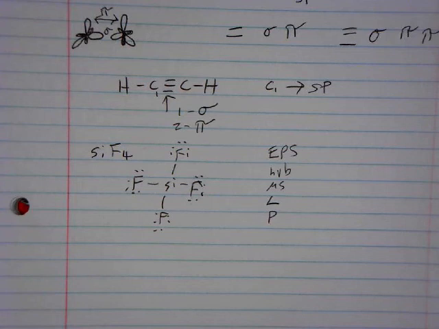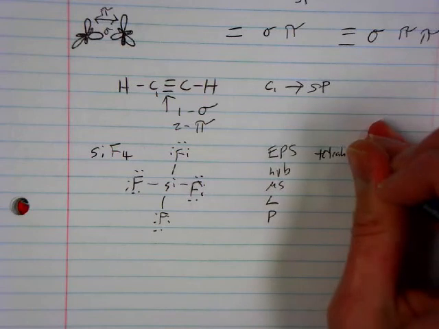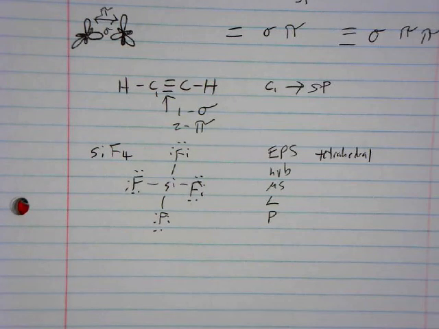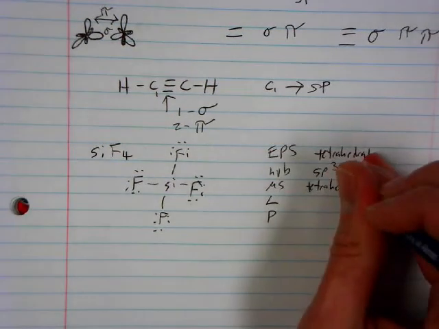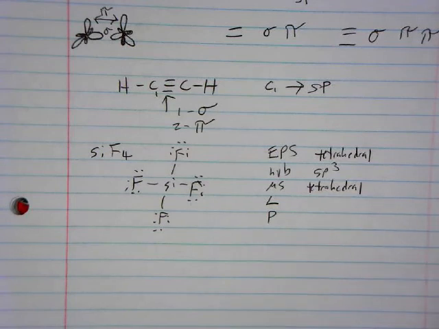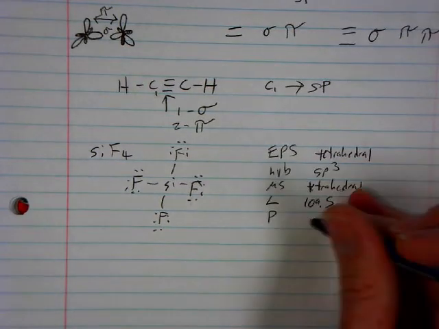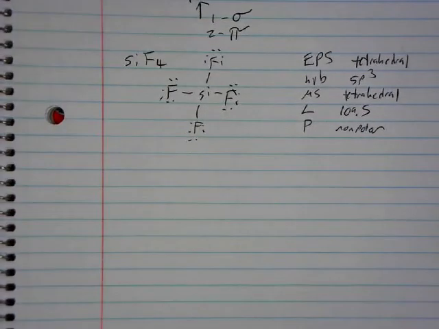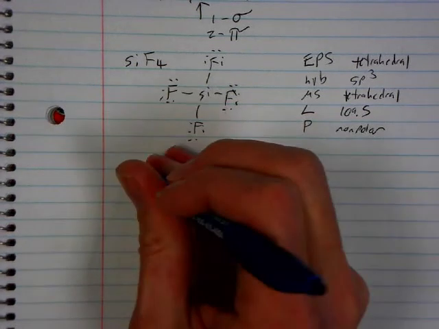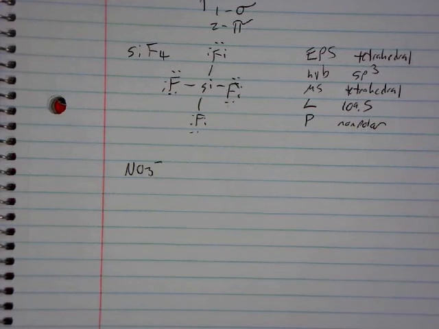Nothing special about the Lewis structure, right? No lone pairs, which means my electron pair structure is tetrahedral, 4 bonding sites. Hybridization is sp3. Molecular structure, are there any lone pairs? Tetrahedral. Angle, 109.5. Polar or nonpolar? You got it. Nonpolar.